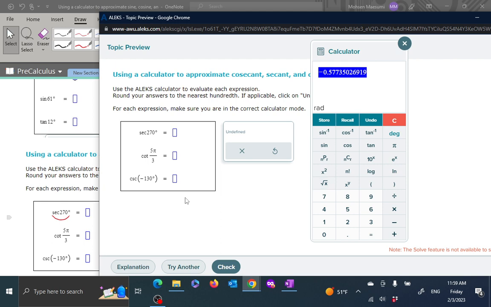Cosecant. What was cosecant? The last example, cosecant of this one is in degrees, so let's set to degrees, and then let's erase what we got. And cosecant is 1 divided by sine. So sine, I have minus 130 degrees, and then 1 over sine is about minus 1.31 in this case, and then you get your answer. So all there is to it.